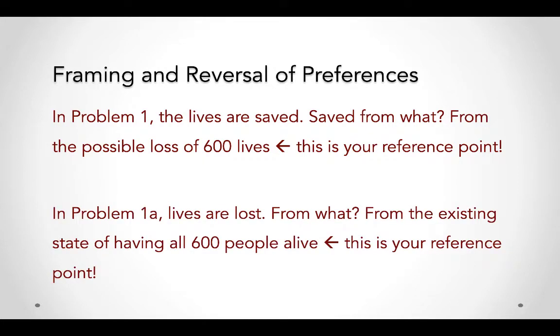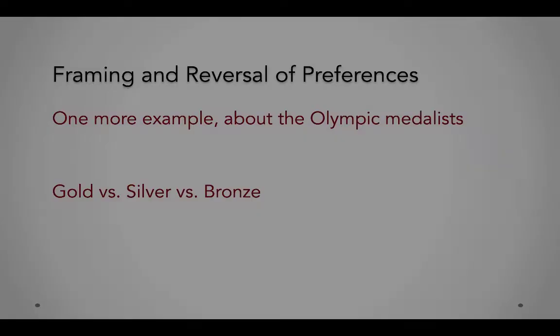In problem 1a, lives are lost. From what? Well, from the existing state of having all 600 people alive. That's your reference point now, 600 people alive. So when you start losing, you're looking at the reference point of 600 people being alive, and if you start losing, you don't like that. The losses are not something that we enjoy, and then you're trying to fight it, right? So you're now gambling to save as many lives as possible.